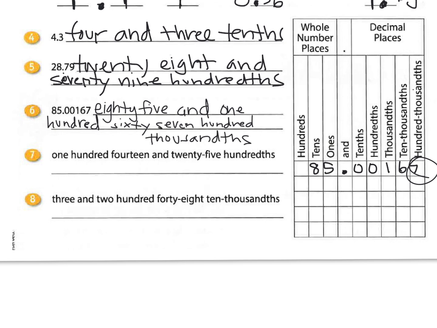All right, this next one we have 114 and 25 hundredths. So remember, if you need help, use a place value chart like this. So we have 114 and 25 hundredths. Well, it ends in the hundredths place. So we would say it like that. So 114 and 25 hundredths.